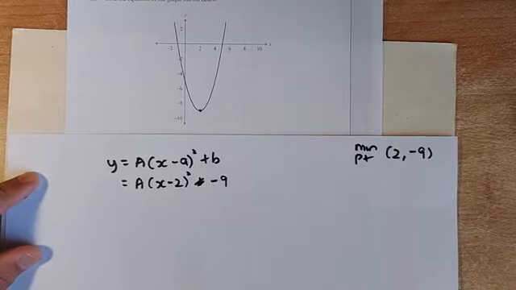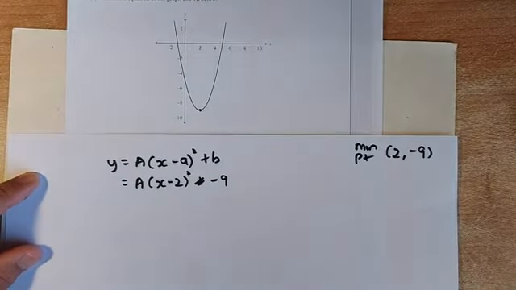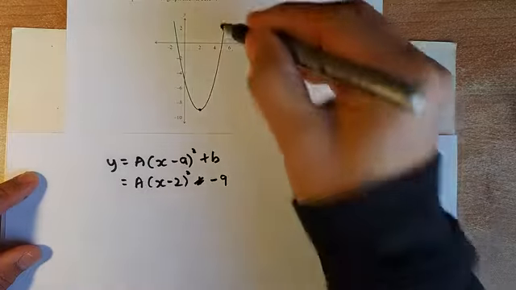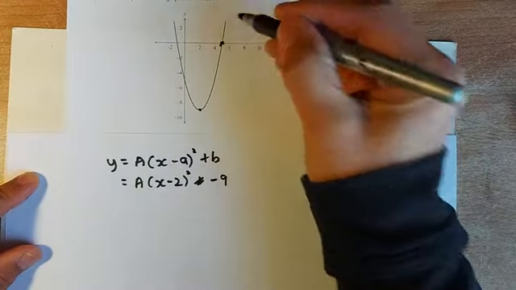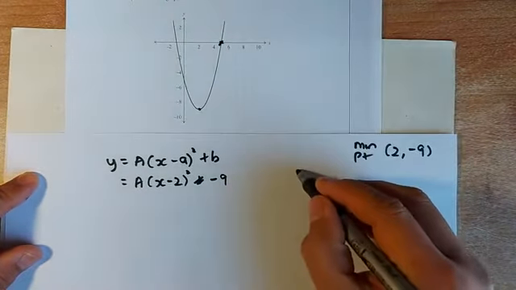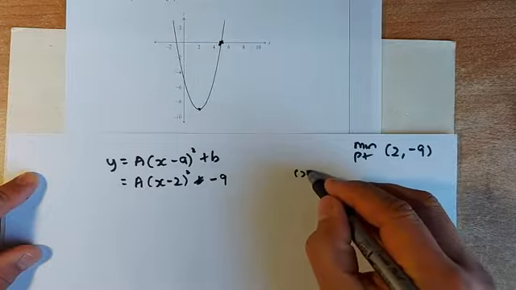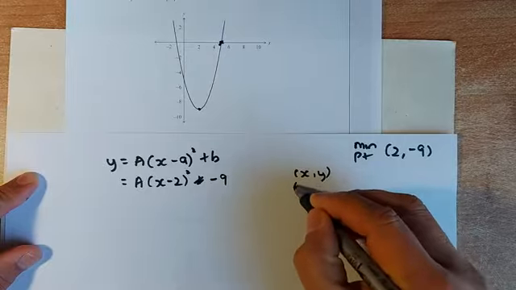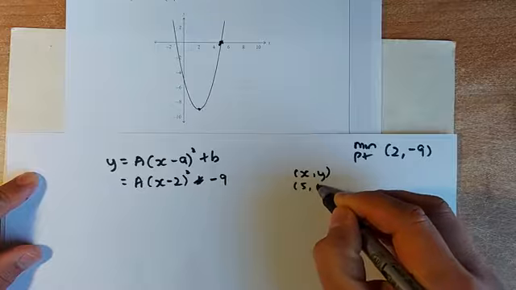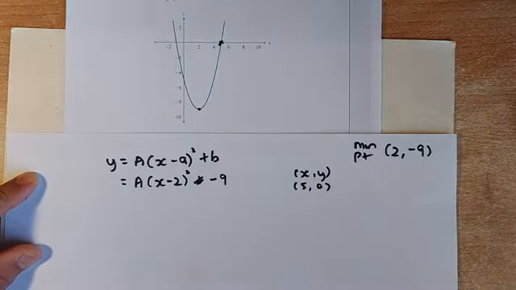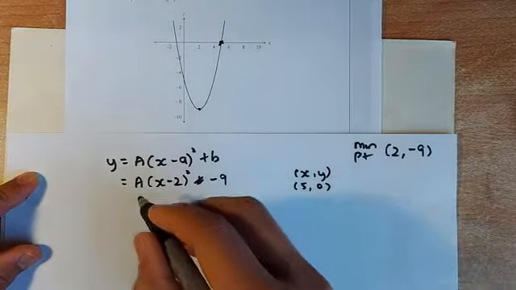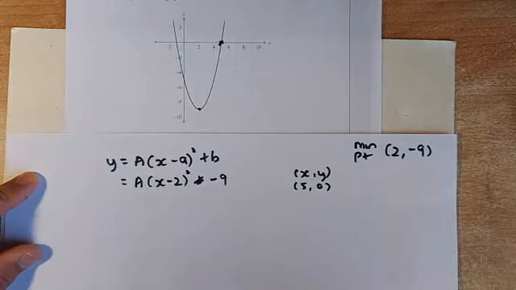Now, again, we have to find the value of a. To find the value of a, we need to find another point. We shall find this point here. That point is actually x is 5, y is 0. Again, the same step. You're going to substitute the x and y into that equation to find the value of a.